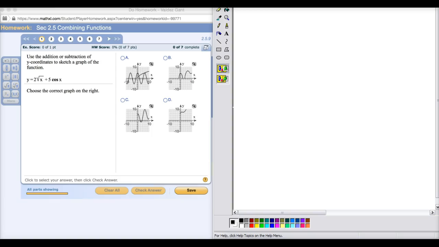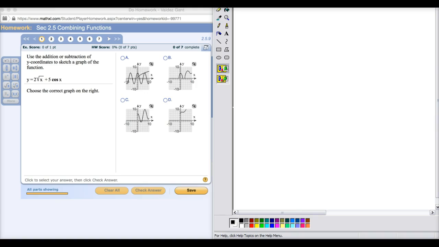Hello everyone. This particular video will constitute the review for section 2.5, combining trigonometric functions. As you read your textbook on this particular section, you'll find that it gets a lot into the minutia of plotting points and then adding y coordinates together or subtracting y coordinates, and I really don't want you to go through all of that.